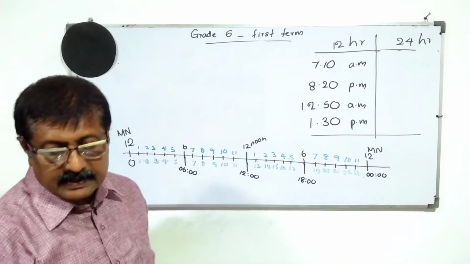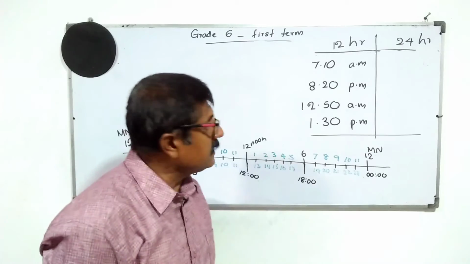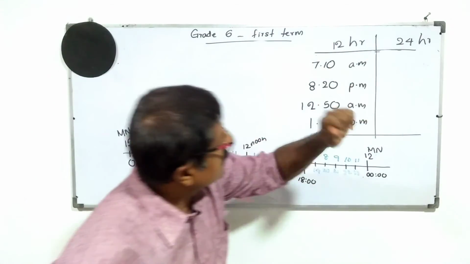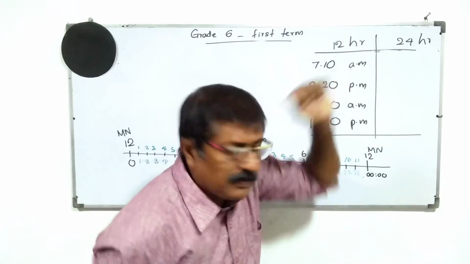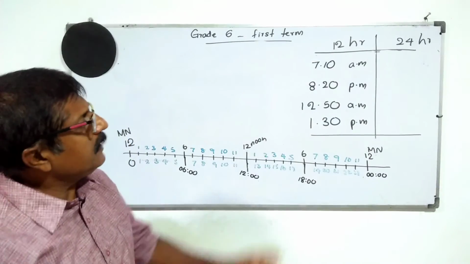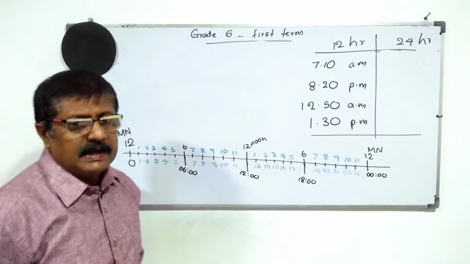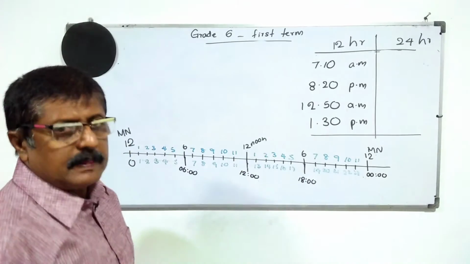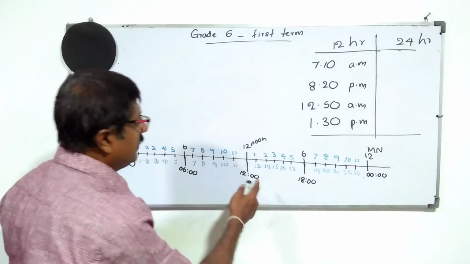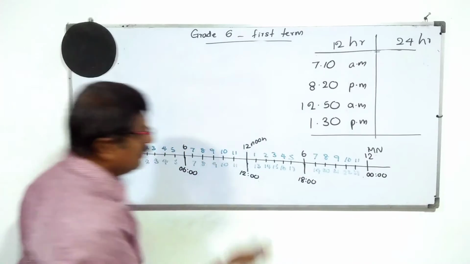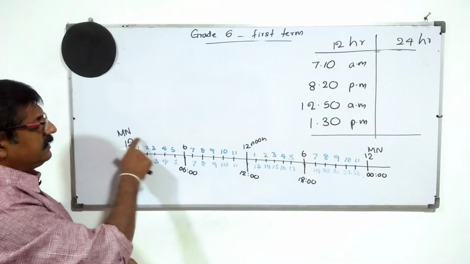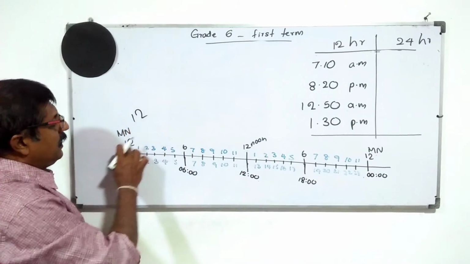In question number 8, there is a chart: 12-hour format, 24-hour format. Now you have to convert these times into 24-hour format. The most advisable thing as beginners is to draw this line.